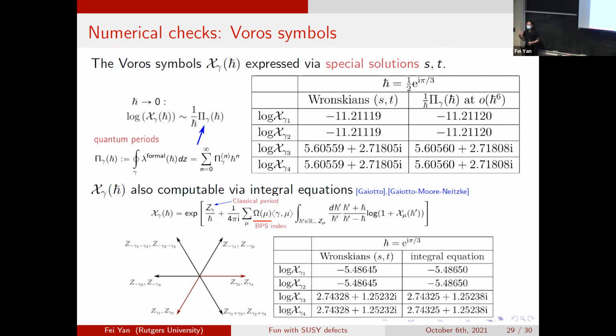And there's also another way to compute the Voros symbols, motivated from the gauge theory point of view, by solving these kinds of integral equations by iteration. So you start with some initial profile for this Voros symbol, and then recursively substitute into this equation, and then see whether the solution stabilizes to some number. And one can also check this kind of method against this Wronskian expression of the Voros symbol.